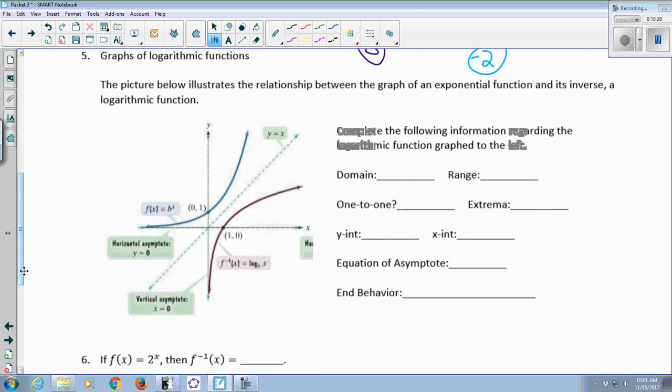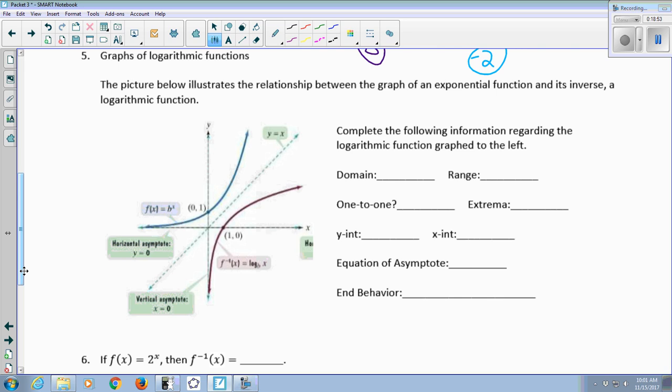Okay, graphs of log functions. The picture below illustrates the relationship between the graph of an exponential function and its inverse function, which is a log function. In blue, we have f of x equals b to the x, and in red, we have f inverse of x, which is log base b of x. They're inverses. They undo each other, and they are mirrors over the line y equals x.